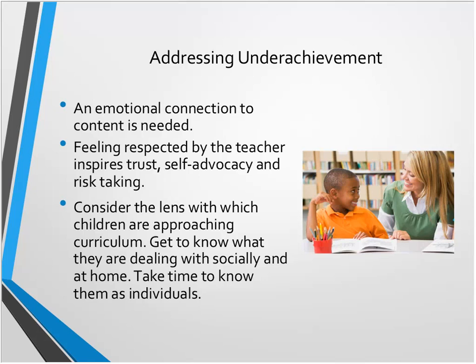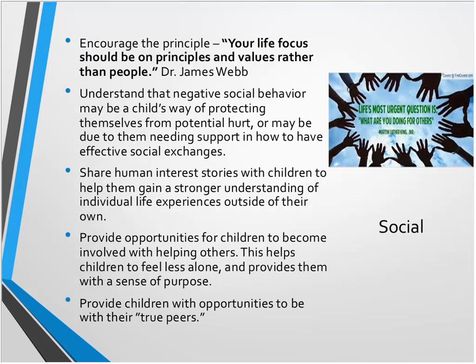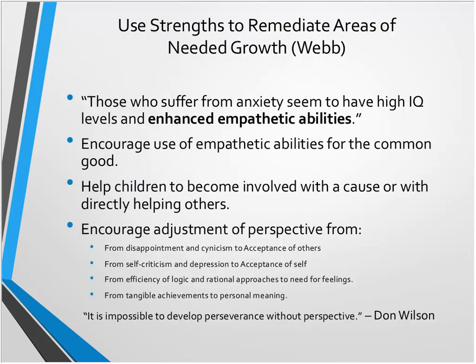This emotional connection is just so important, and so is understanding where they are coming from, the lens that they're using to perceive what's happening in the world. Our focus should be on the principles and values rather than the people. And just understand that behaviors that we're seeing in twice exceptional kids and gifted kids overall, a lot of times they're just trying to protect themselves from being hurt. If we can help them to understand, sharing human interest stories is wonderful for kids, and giving them opportunities to be with their true peers, other gifted children, other twice exceptional children, is going to help them a lot. And with a lot of this intense feeling that they have, if we can use this empathy to help them make a difference in the world, they can actually shape this as part of their purpose rather than having it be something that weighs them down.